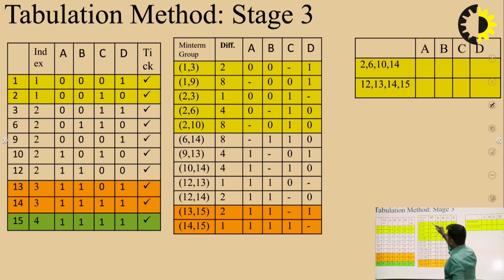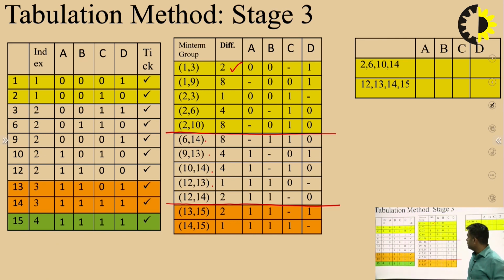So 1, 3, difference is 2. I will not be checking this 1, 3 with 6, 14, 9, 13, 10, 14, 12, 13, because they are not producing the same difference. Now this you have to keep in mind. If the difference is same, only then grouping will be made. So this is a shortcut which will save a lot of time. So 1, 3 will not be checked with 6, 14. Why? Because 1, 3 difference is 2, 6, 14 difference is 8. So 1, 3, 6, 14, no need to check.